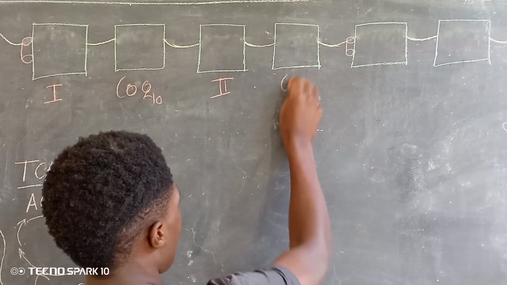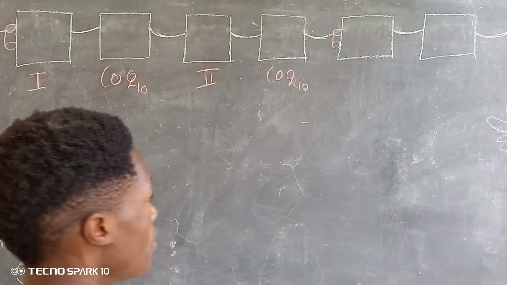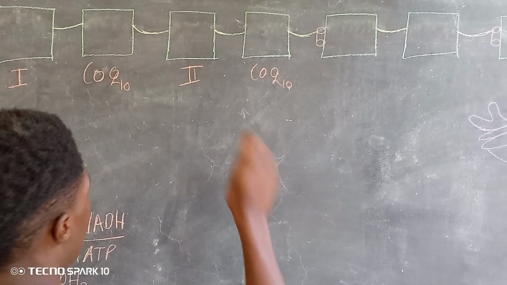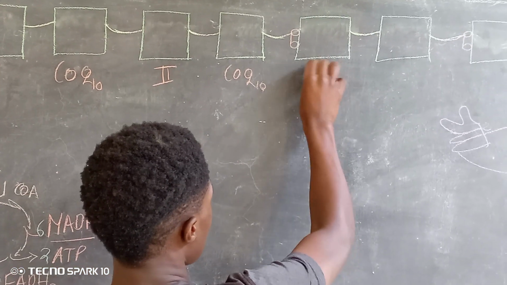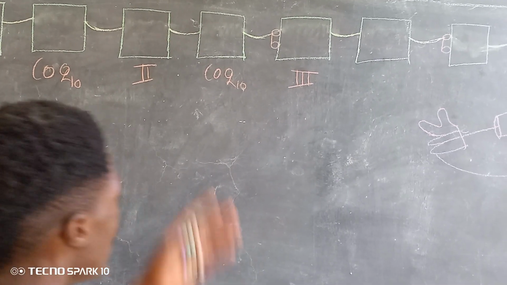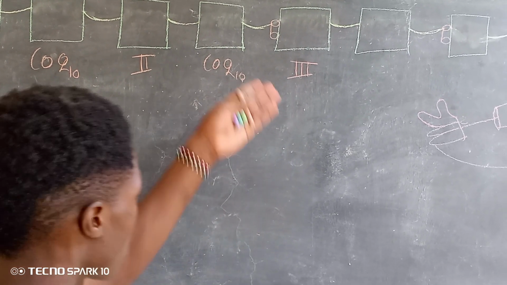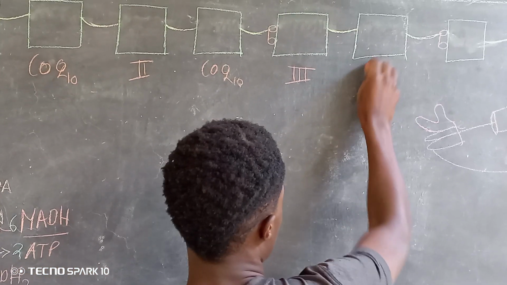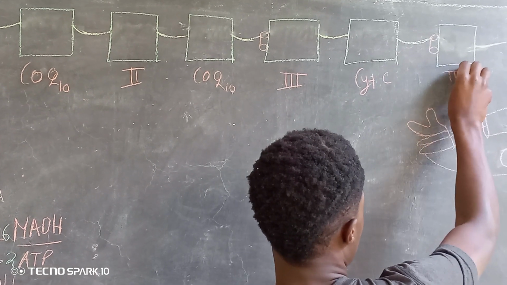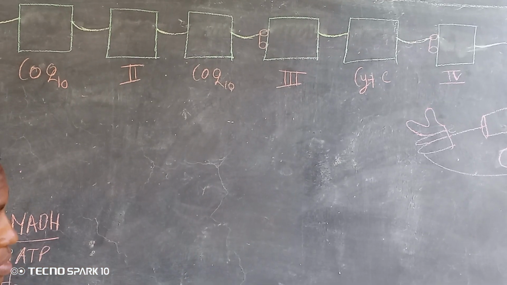Then this is another coenzyme Q10. Don't be surprised when you see it written as coenzyme Q alone. It's okay. Some books use Q10 and some books just Q. Now this is complex 3. You can call it coenzyme Q cytochrome B oxidoreductase, or complex 3. Then this is cytochrome C. Then this is complex 4. You can also call it cytochrome oxidase, or complex 4.